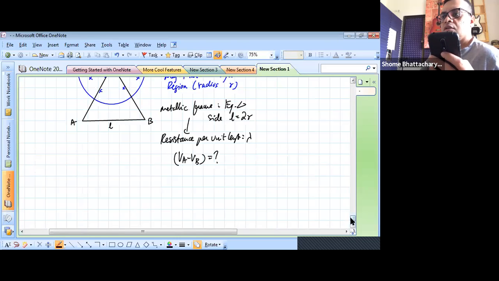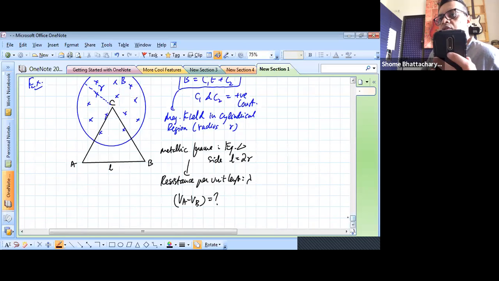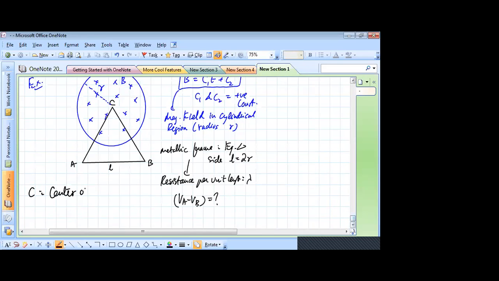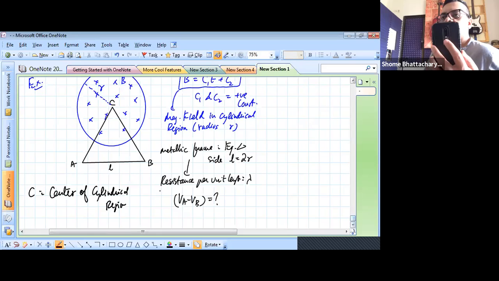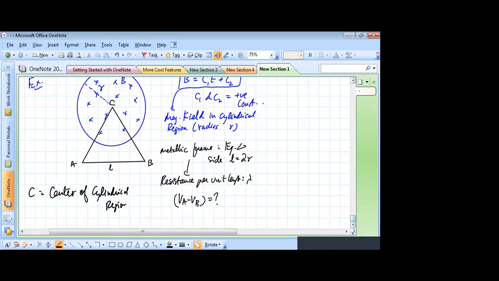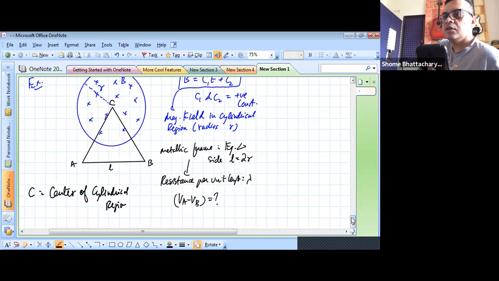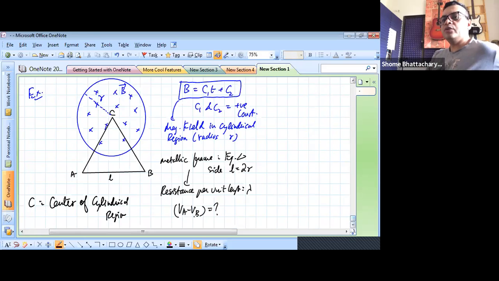So we'll have to calculate the induced EMF across the loop. Now the point C is the center of the loop, the center of the cylindrical region, so you have to use that also. From that you have to find the rate of change of flux through the triangular loop, and from that the induced EMF. Now that induced EMF will be equal to current into resistance. Across the wire AB there will be no induced EMF because there is no overlap with the magnetic field. So the potential drop will just be IR, where R is the resistance.